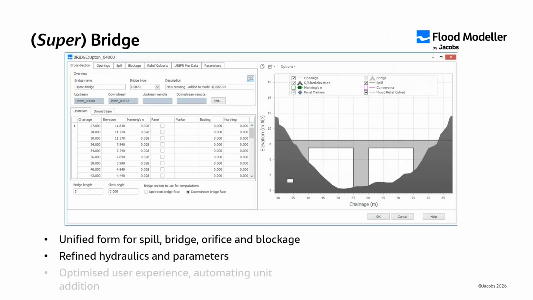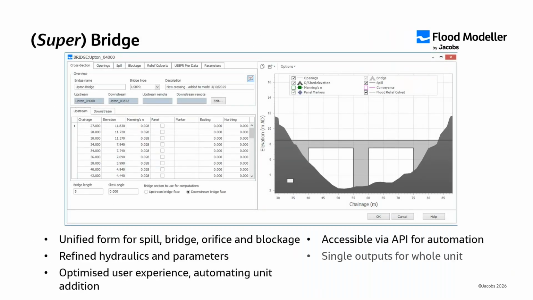The other major change is the introduction of our integrated units, the super units. You saw earlier that some of these units have been in Flood Modeler for a long time, things like bridges, weirs, orifices, culverts. These are fundamental hydraulic units. We've not changed the hydraulics underneath these, but what we've done is recognize they're not as easy as they should be to add to your hydraulic models.